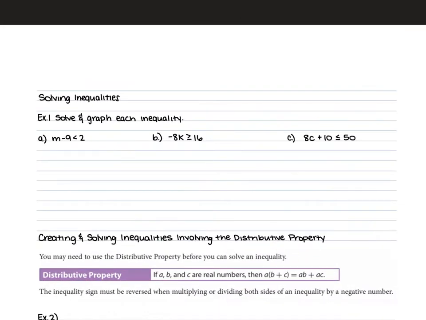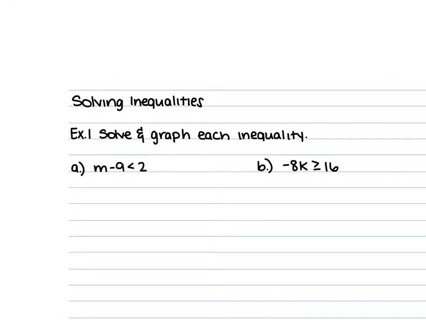So if we look at some examples, we're solving and graphing these. For A, we have m minus 9 is less than 2. So we're going to solve this just like we would an equation. Add the 9 to both sides. We get m is less than 9 plus 2 is 11. So m is less than 11.